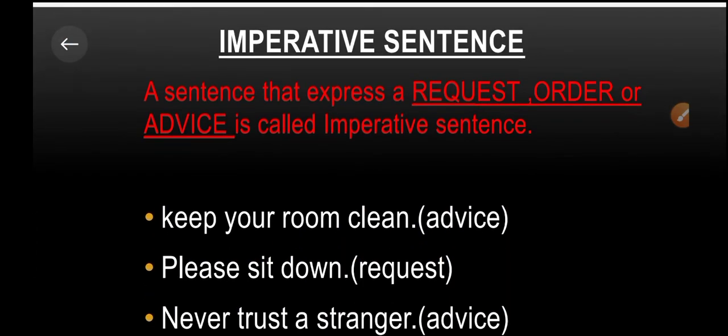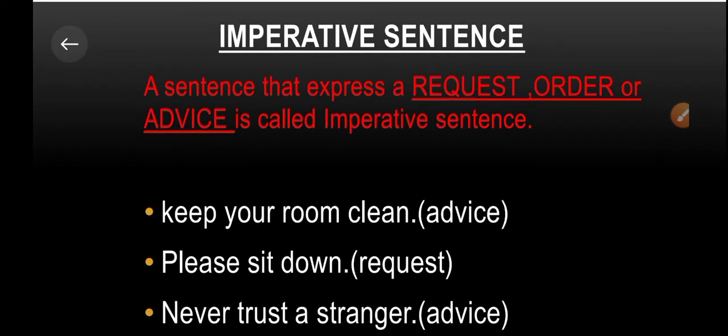Now next is the imperative sentence. A sentence that expresses a request, order or advice is called an imperative sentence. An imperative sentence does not have a subject, instead it gives a directive to an implied second person. For example, wash the dinner plates. So this command implies the subject to wash the dishes.